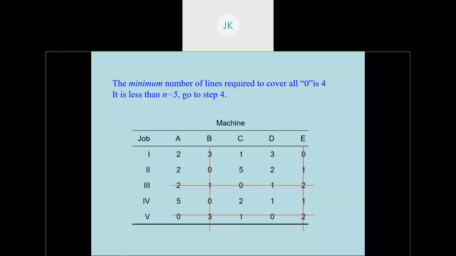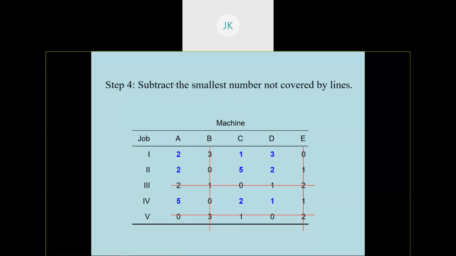Less than n, so we need another step, step 4. Step 4, subtract the smallest number not covered by lines. Okay, those numbers 2, 2, 5, 1, 5, 3, 2, 2, 1, they are not covered by lines. Among them, smallest is this one or this one. So subtract smallest number from numbers not covered by line. Don't touch numbers covered by line. So 2 minus 1, 2 minus 1, 5 minus 1, 1 minus 1, and so on, then change like this.